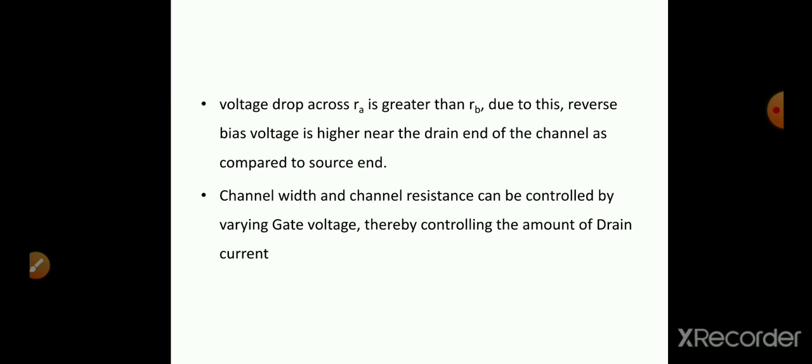This is the construction of FET and biasing of the FET. So in this video, we explained the field effect transistor, types of FETs, the construction of the junction field effect transistor, and then the biasing of the junction field effect transistor.